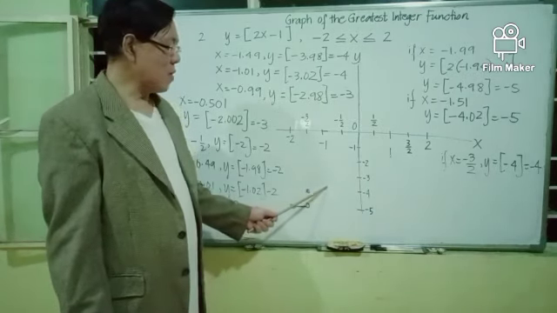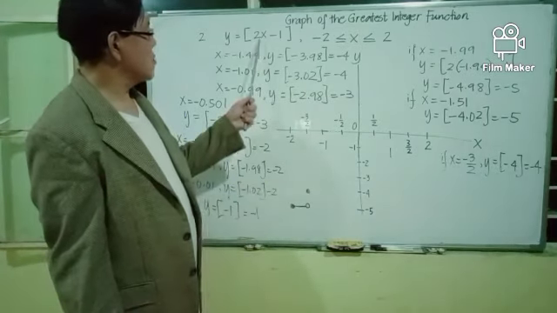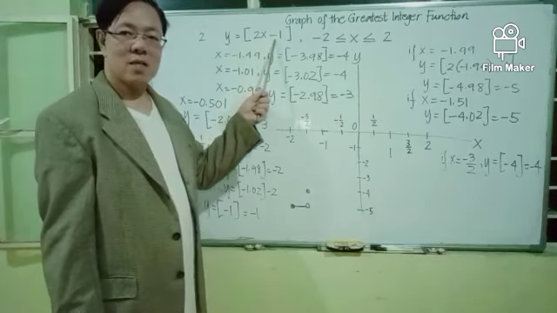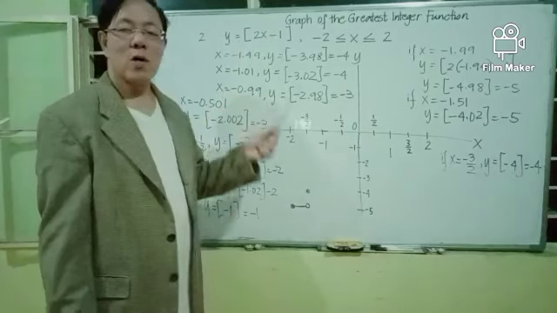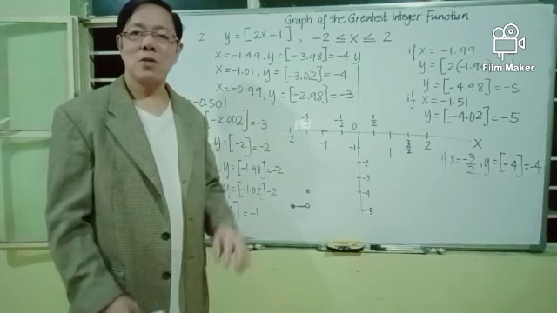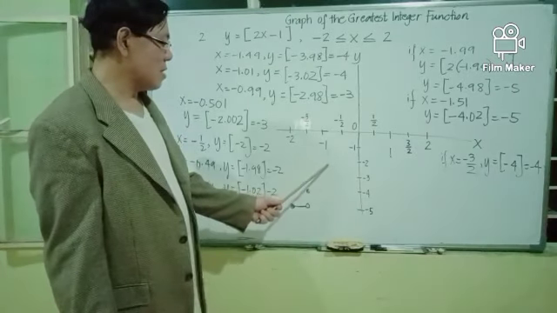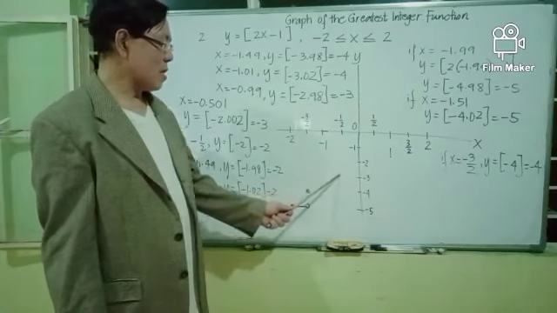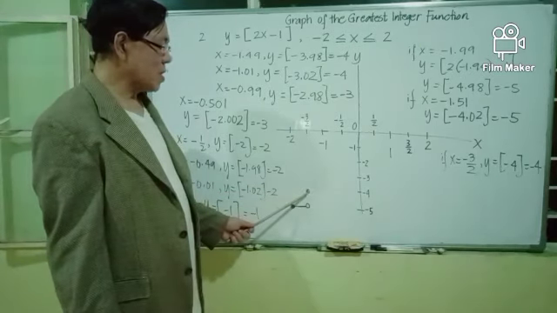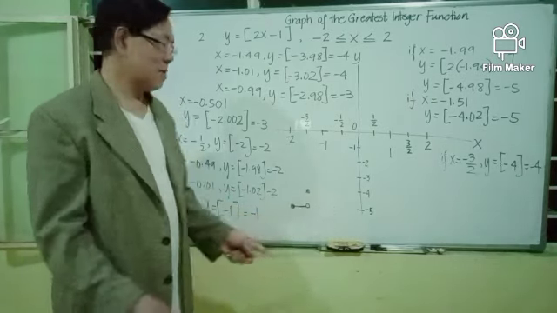But at negative 1, we draw an open circle, because if x is equal to negative 1, you get 2 times negative 1 is negative 2. Minus 1 is negative 3. So y is the floor of negative 3. And the floor of negative 3 is the greatest integer less than or equal to negative 3. And that integer is negative 3. When x is negative 1, y is negative 3, and not negative 4. So the horizontal line goes from this point up to negative 1, but at negative 1 we put an open circle.